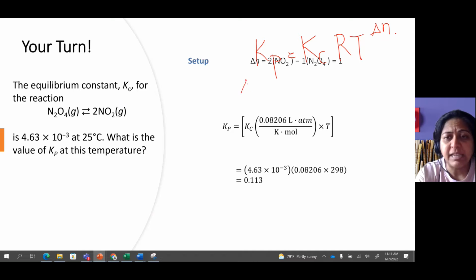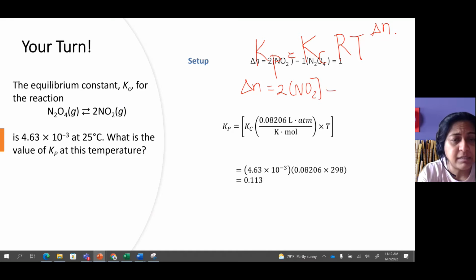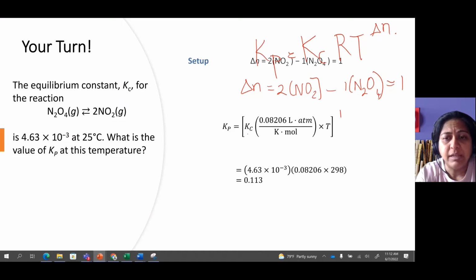Yes, delta n equals the moles of gaseous products. How many moles in the gaseous product? What is the coefficient in front of the NO2? Yes, 2 moles of NO2 minus just 1 mole of N2O4. So then it will equal 1. Right, so here it's 1.